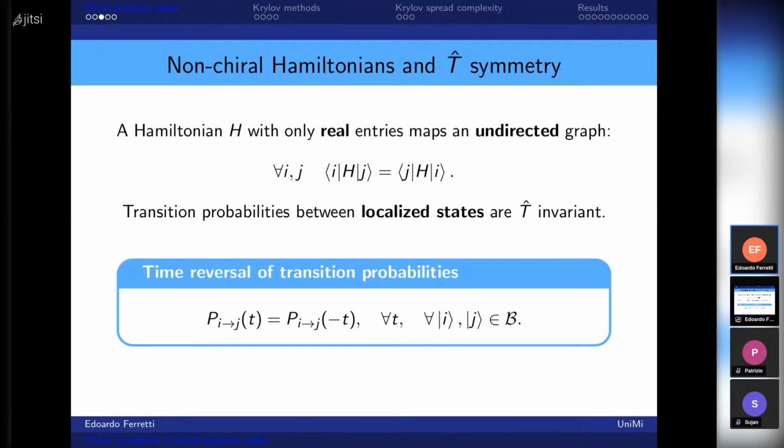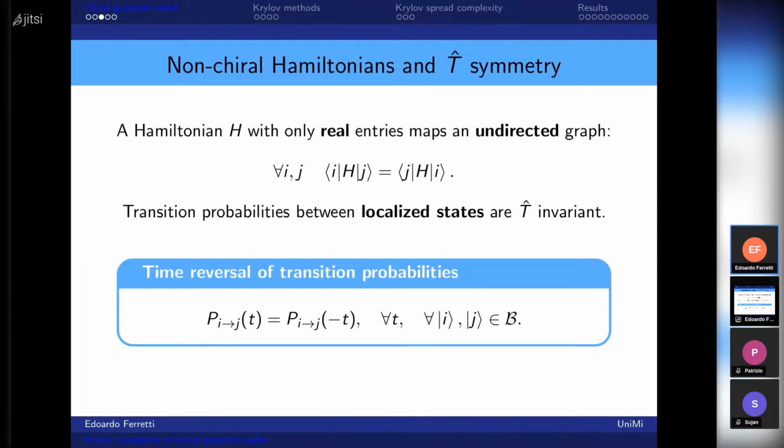So the probability of going from i to j in time t is equal to the probability of going from i to j in time minus t. Together with the general symmetry given by unitarity, which is that in general p of i to j at time t is equal to p of j to i at time minus t, we can say that the probability of going from i to j is the same as going from j to i for any time t.